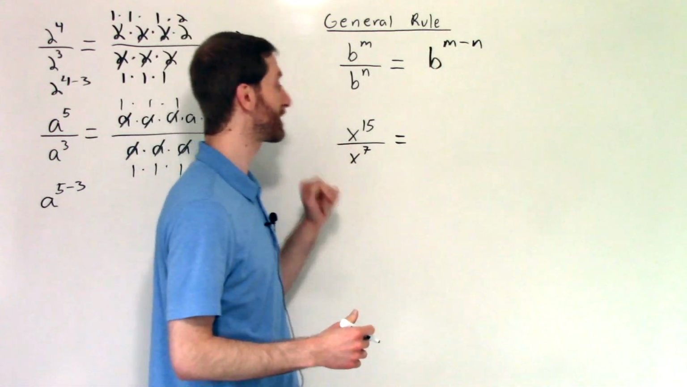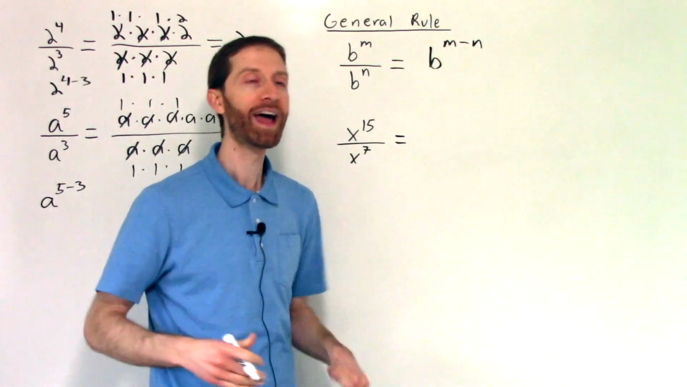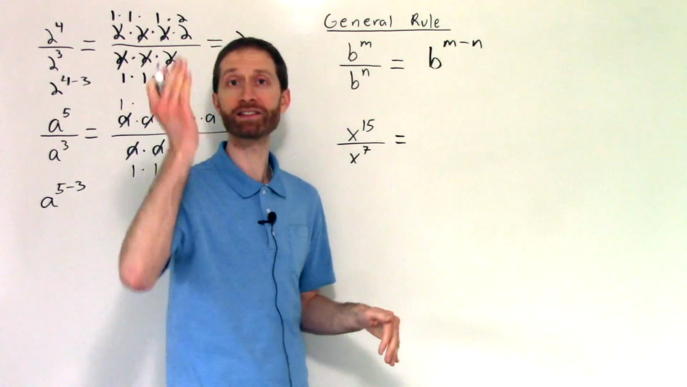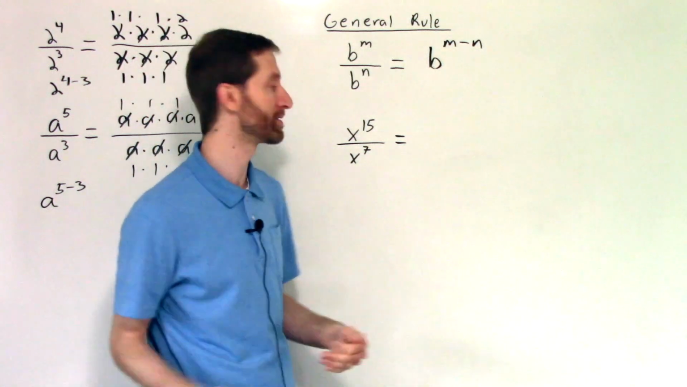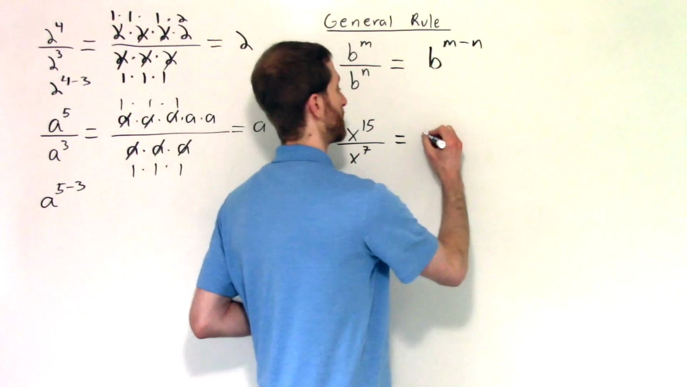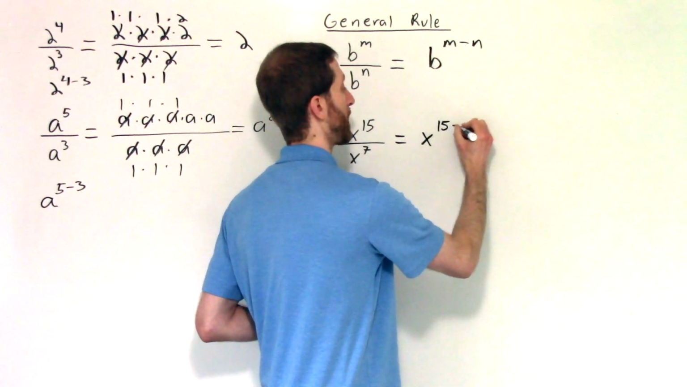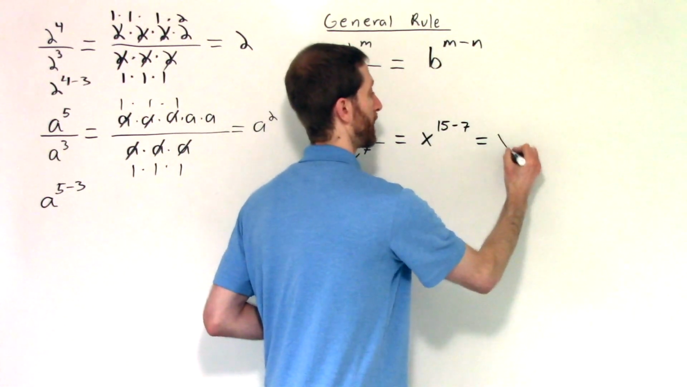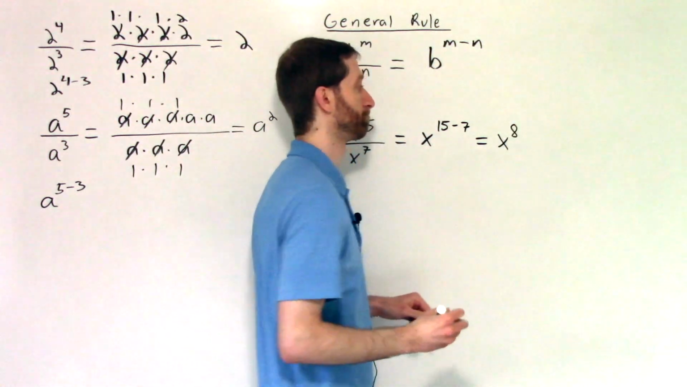Instead of expanding this out 15 times and then 7 times and then canceling out with division all the matching pairs of x's, how about we just recognize we have 15 x's over 7 x's. That's going to leave us with x to the 15 minus 7, which simplifies to x to the 8th power.